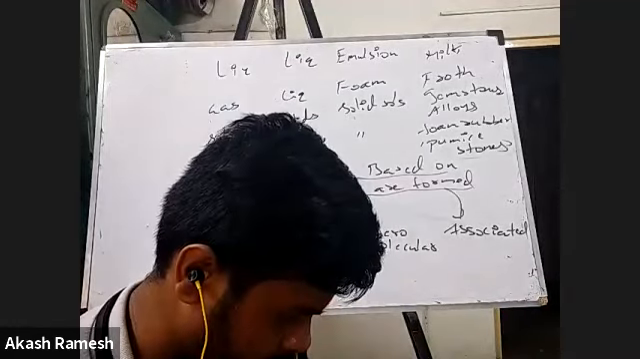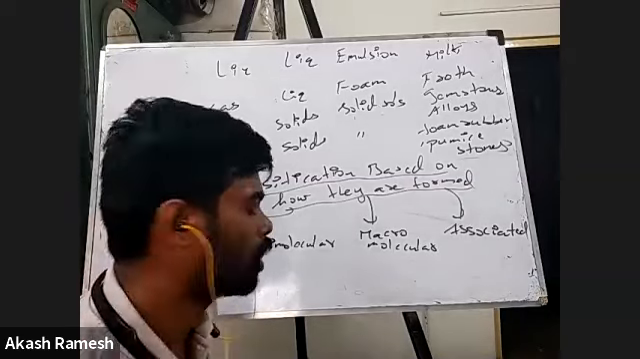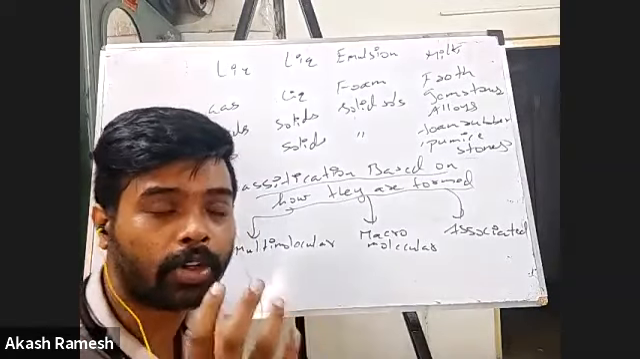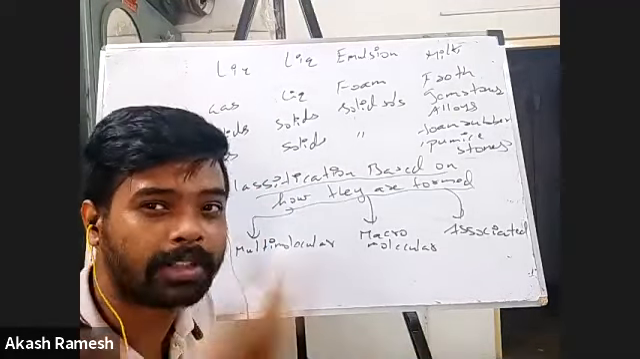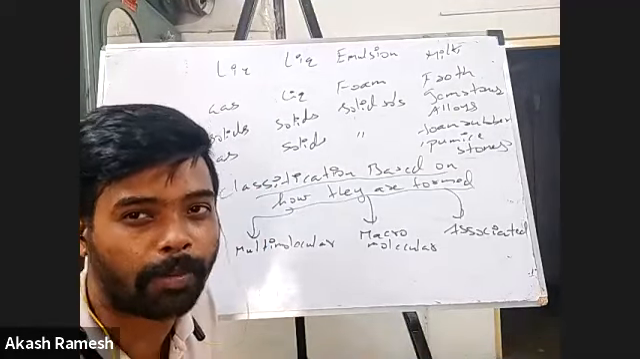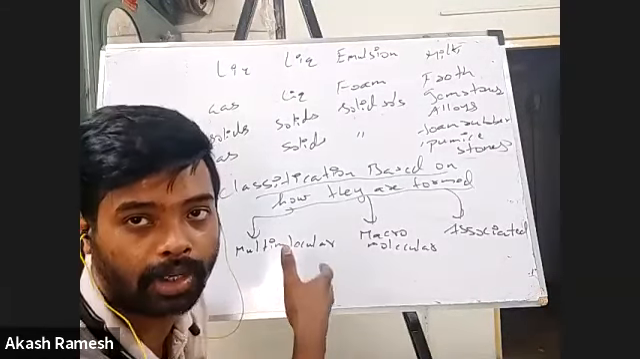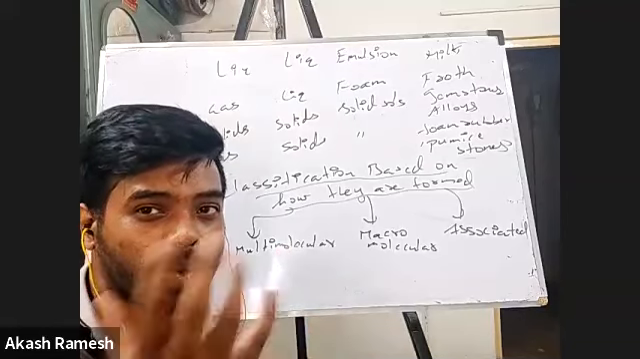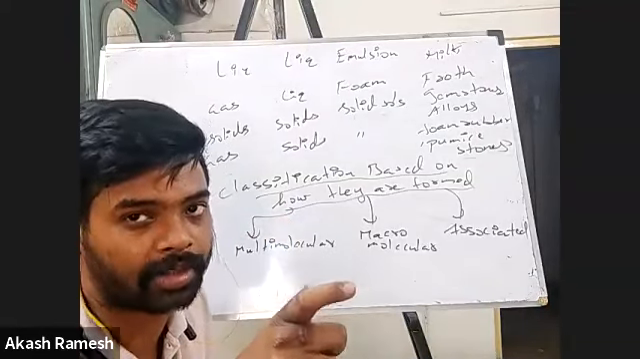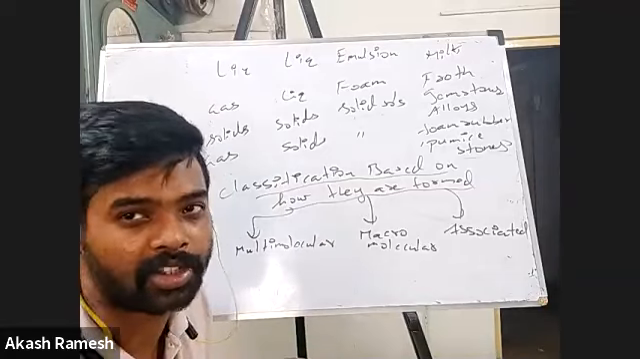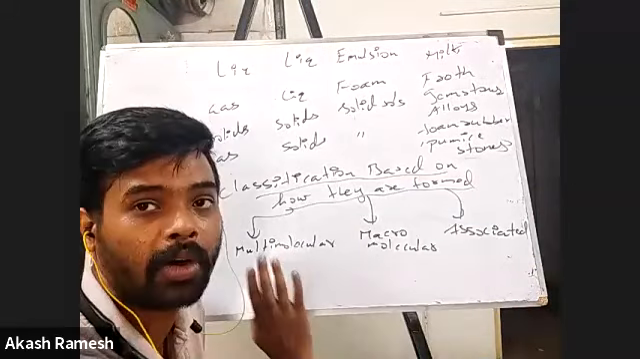So what is the difference between these, if you ask me? To make up the colloidal size range, obviously there should be some aggregate of small particles. That is what is told here, multi-molecular. So many molecules will come together to form the size in the colloidal range. These are the smallest sizes among the three.